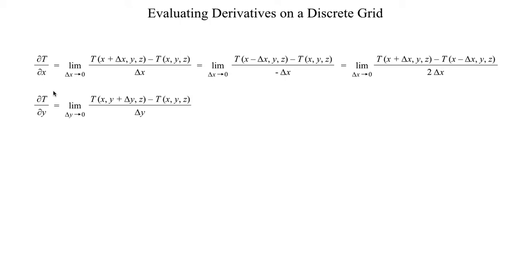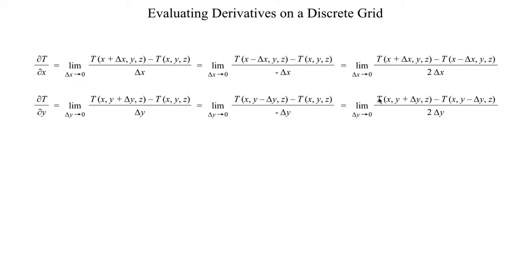If we want to do that in the y direction, we do the same process. We let delta y go to 0, holding x and z constant and letting y change. Again, we can use the same definitions: y plus delta y, y minus delta y over minus delta y, again letting delta y go to 0. And similarly for the central form.